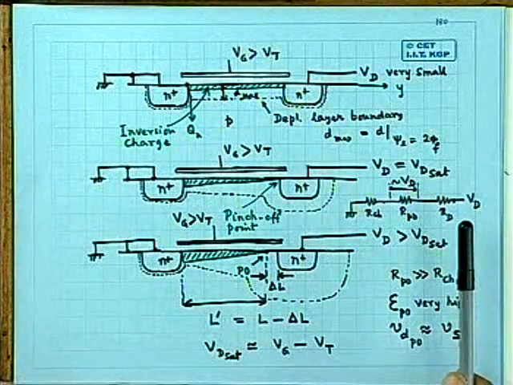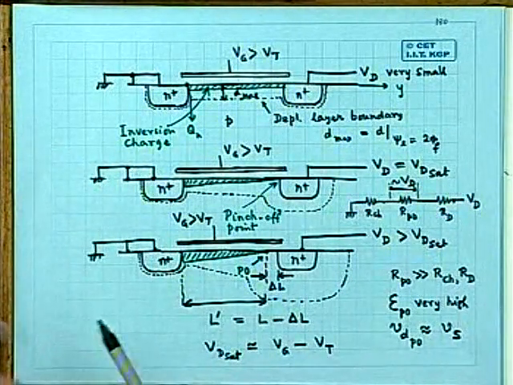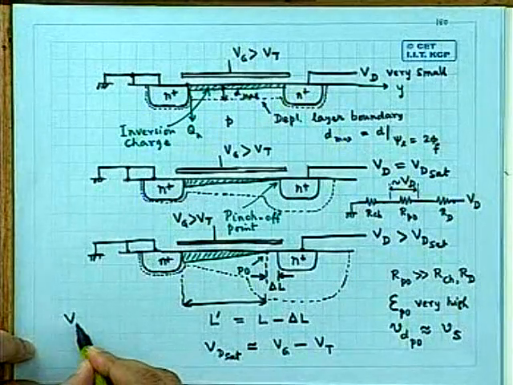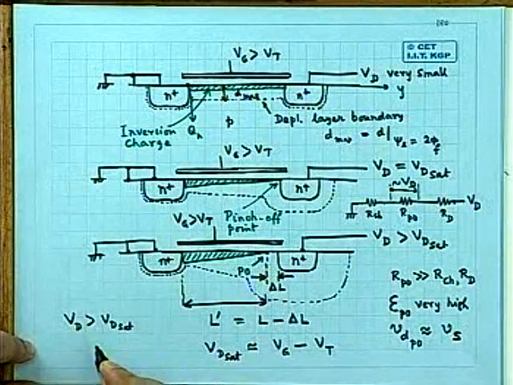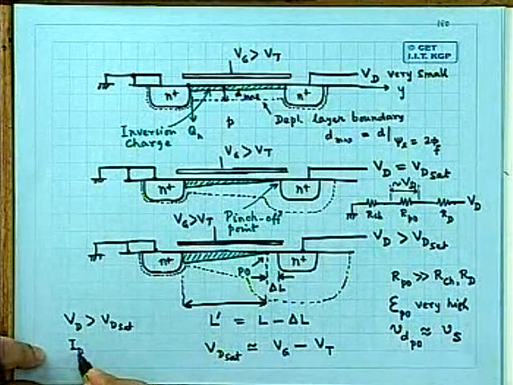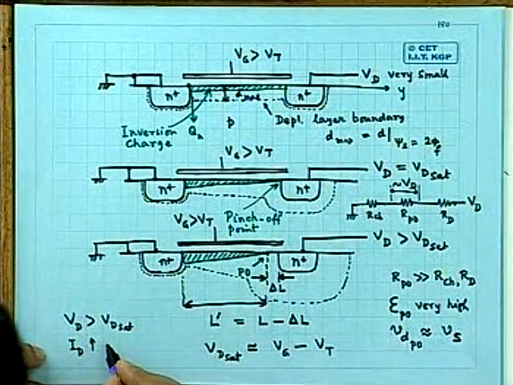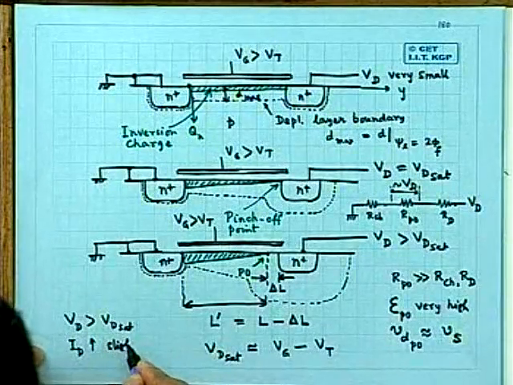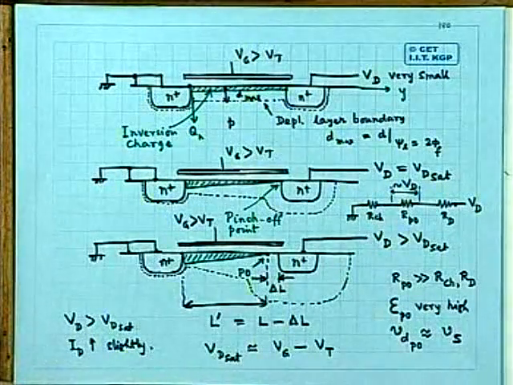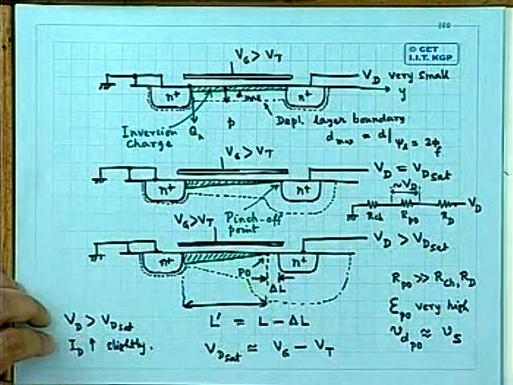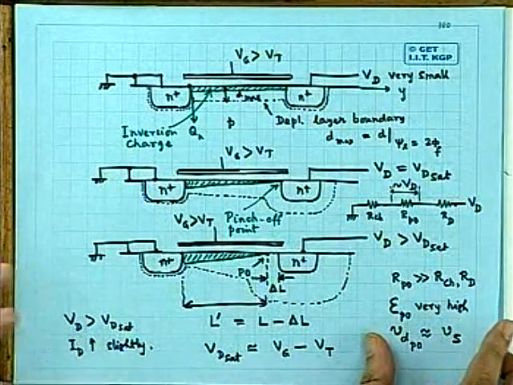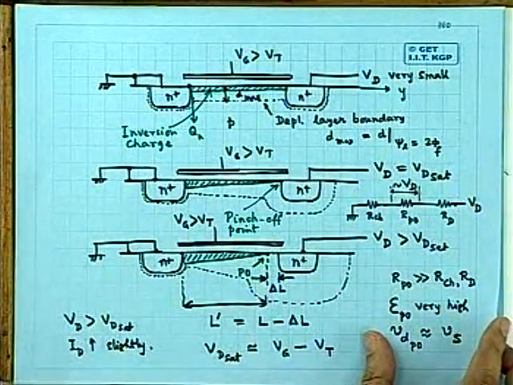And that results in a phenomenon where, when VD exceeds VD sat, ID slightly increases. And that is what is known as channel length modulation, which is the case only for a shorter channel device, not a very long channel device.